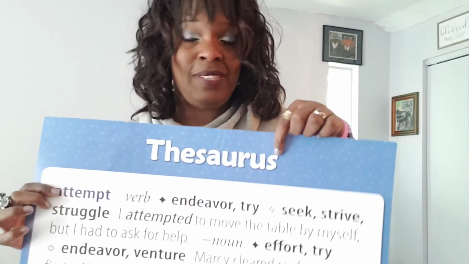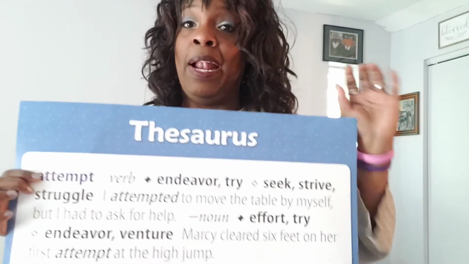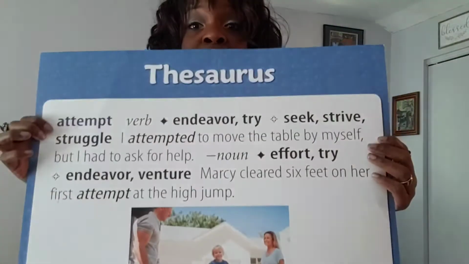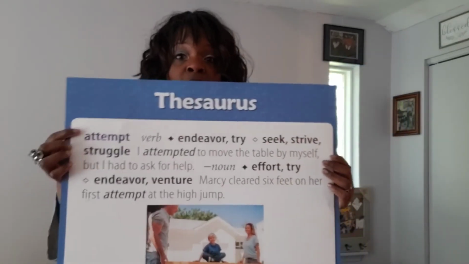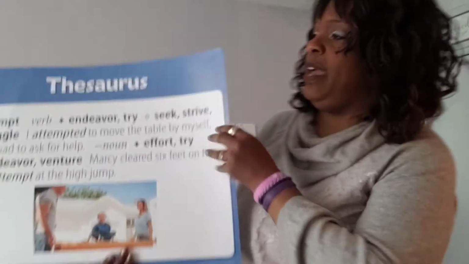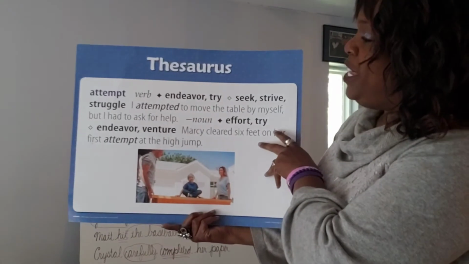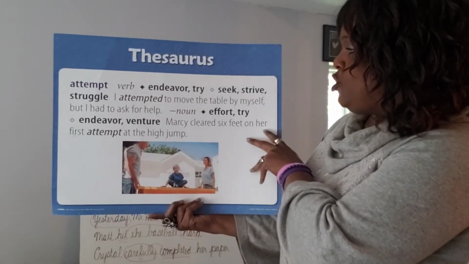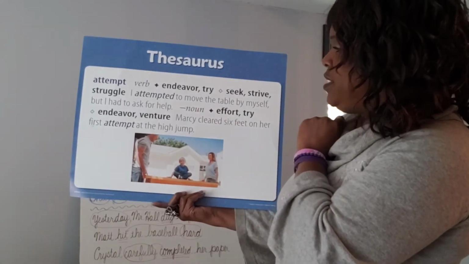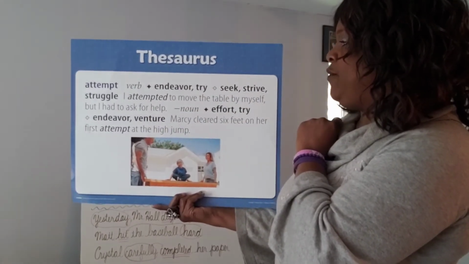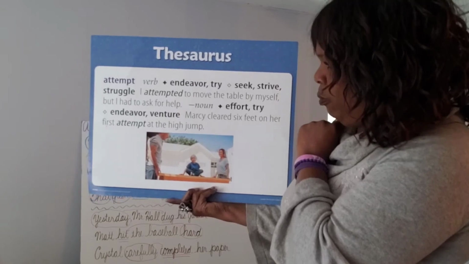Okay, so thesaurus. Thesaurus. It's not a dinosaur or anything like that. It's a book. And this book gives synonyms. So here's the word, attempt. I gotta read it this way so I can actually see. It's a verb. It means endeavor, try, seek, strive, struggle. Attempted to move the table by himself, but I had to ask for help.